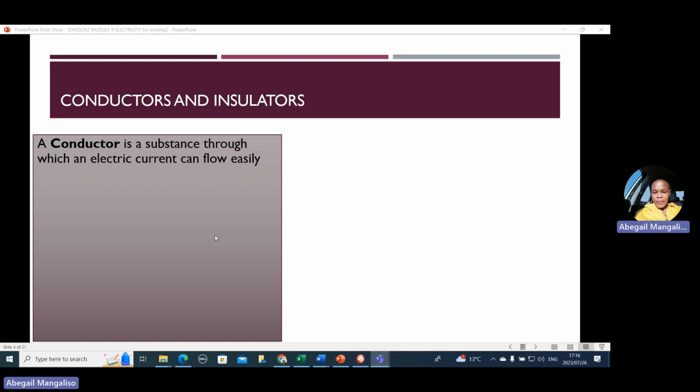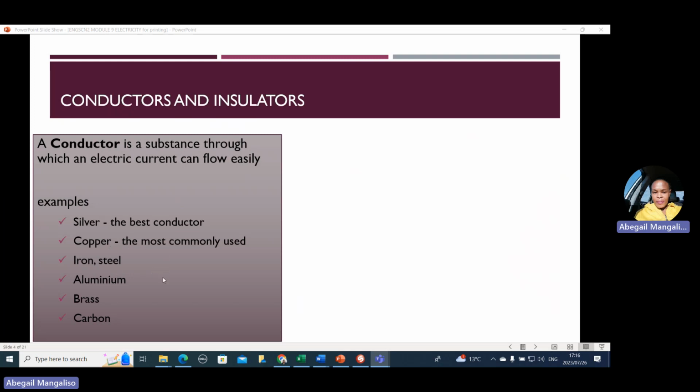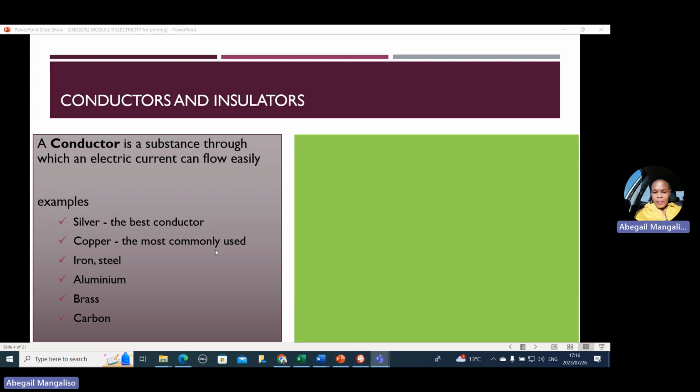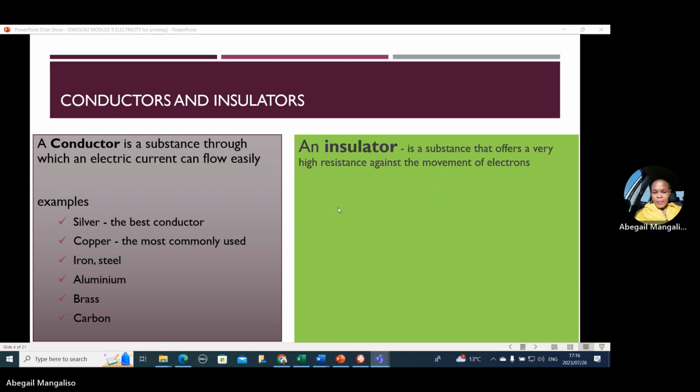Conductors and insulators. A conductor is a substance through which an electric current can flow easily. Examples of conductors are silver, which is the best conductor, copper, which is the most commonly used, iron, steel, aluminum, brass, and carbon. An insulator is defined as a substance that offers a very high resistance against the movement of current. Examples of insulators are mica, asbestos, ebonite, rubber, porcelain, and plastic.